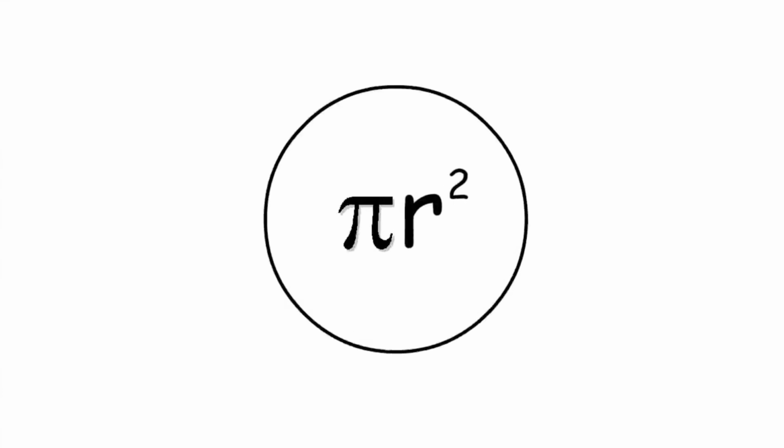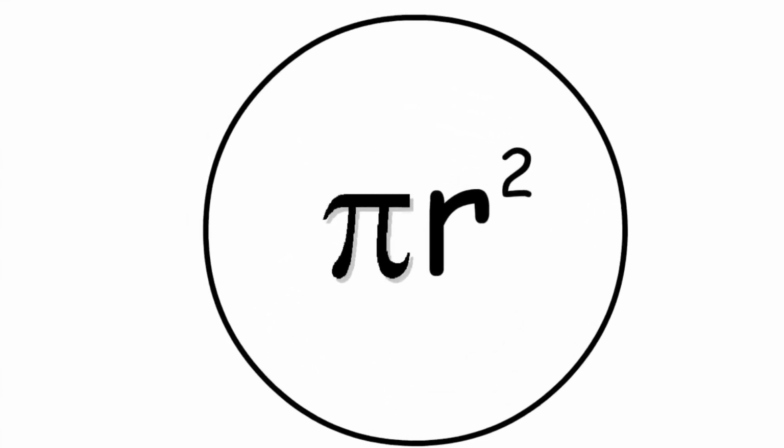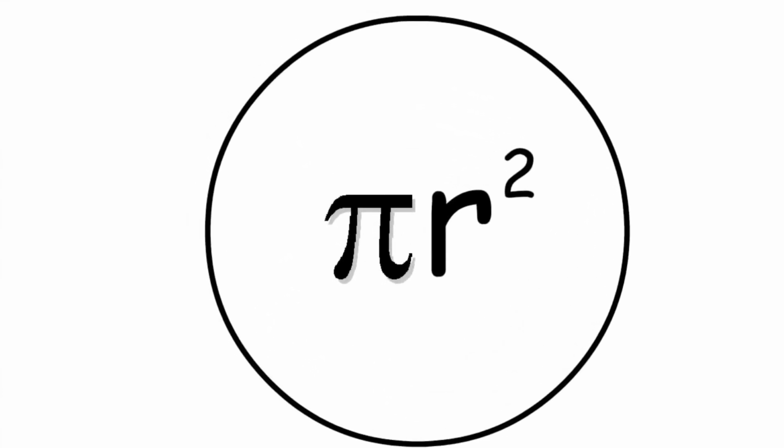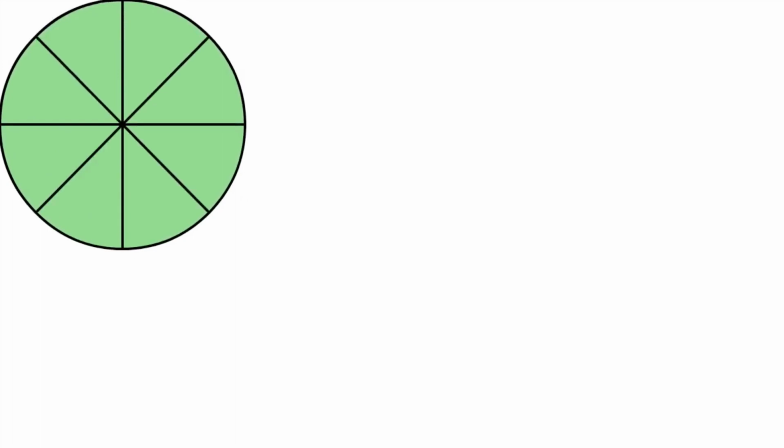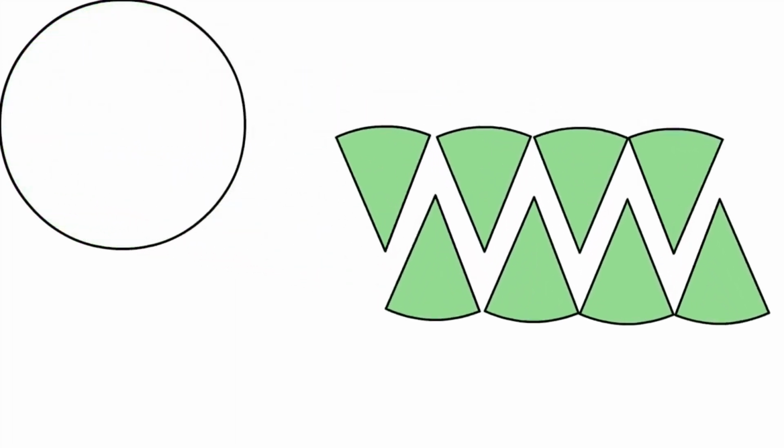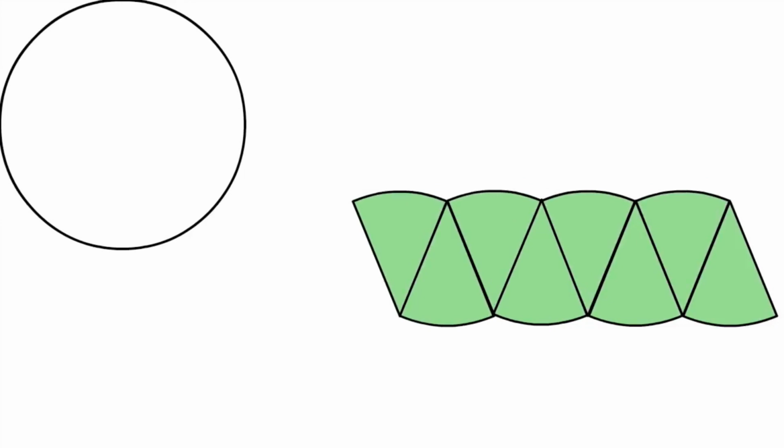Pi r squared gives you the area of the circle. But where does pi r squared come from? First, we'll draw a circle and fill in its area. Next, we will divide it into large equal parts and arrange them in a rectangular formation. As you can see, it barely resembles a rectangle.